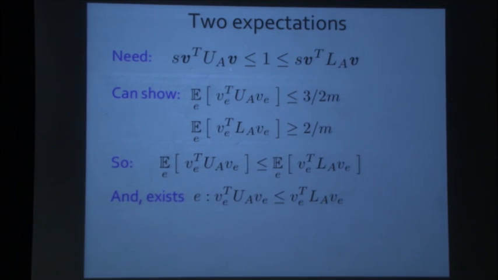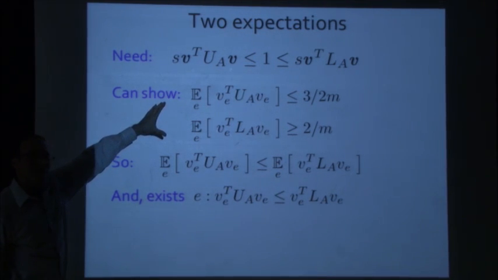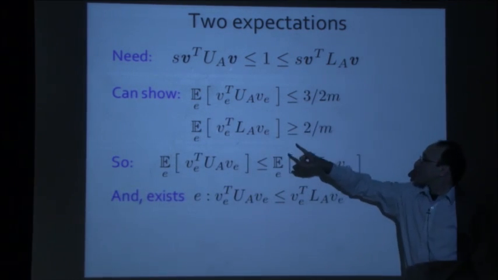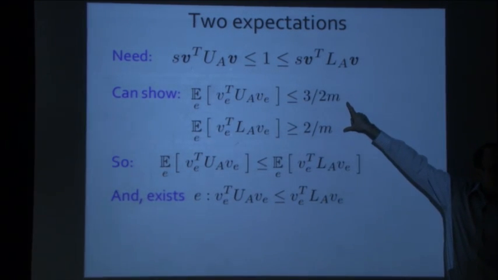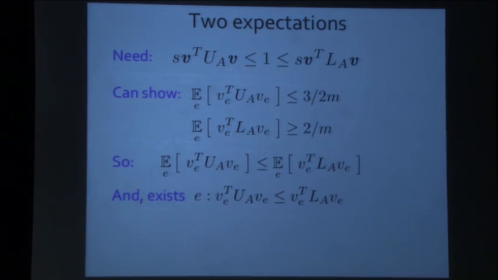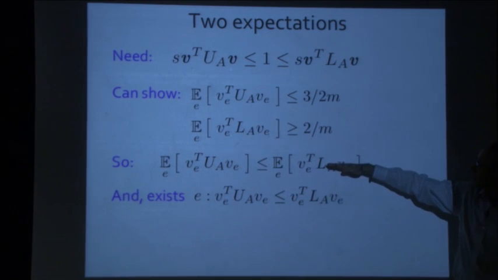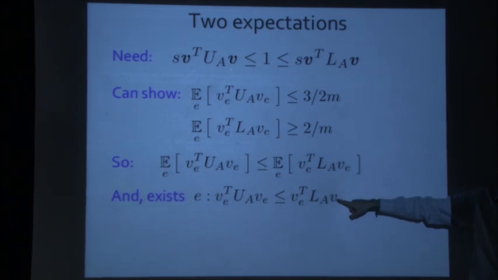Oh, by the way, I should tell you, when I looked at this, we were actually stumped for about a week looking at these two expressions. Because if you have expressions like this, you always know that there is a vector so that this is at most 3 halves m, and there is a vector so that this is at least 2 over m. But you don't always know there's a vector that satisfies both of these. When you have 2 expectations, you can't guarantee that. It turns out we don't need that. What we have is that one expectation is less than the other expectation. So there is always a vector so that the upper quadratic form is less than the lower quadratic form.